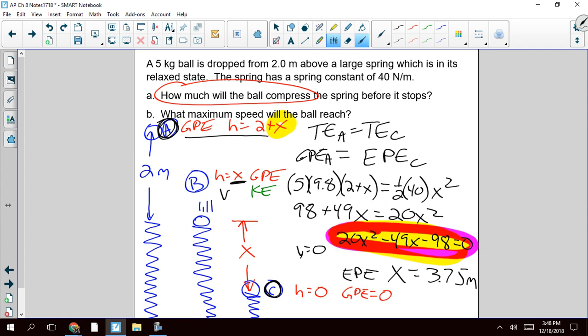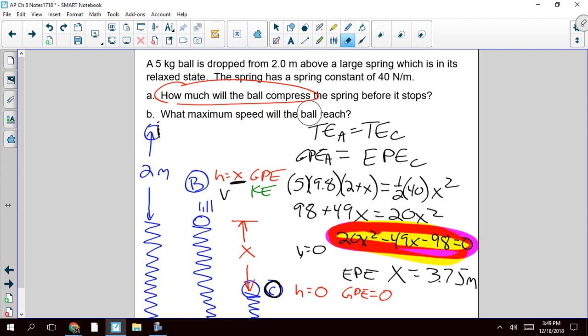All right, so like I said, this is a very large spring. So the spring is going to get squashed 3.75 meters. Okay, so that is part A, 3.75 meters. Now, part B, this is the weird one. Part B says, what is the maximum speed the ball will reach? All right, and I'll be honest, the first time I saw a problem like this, I 100% got it wrong.